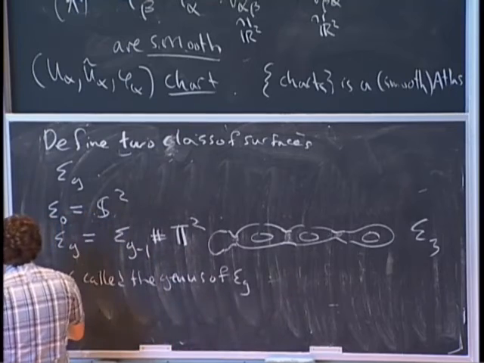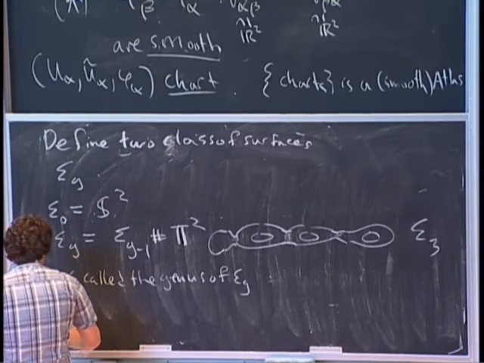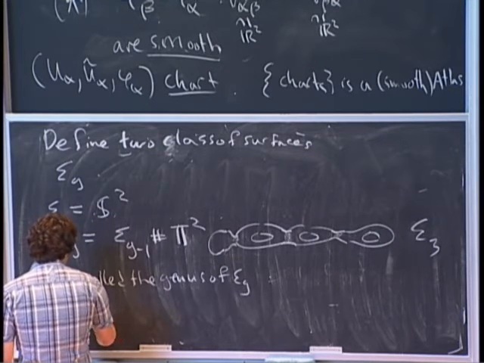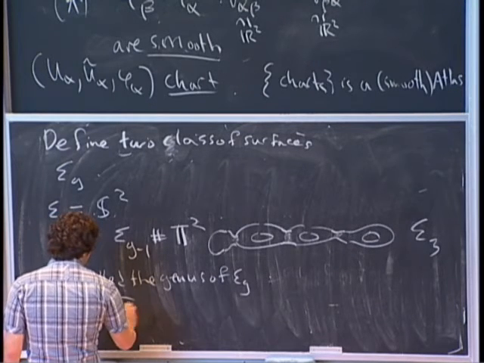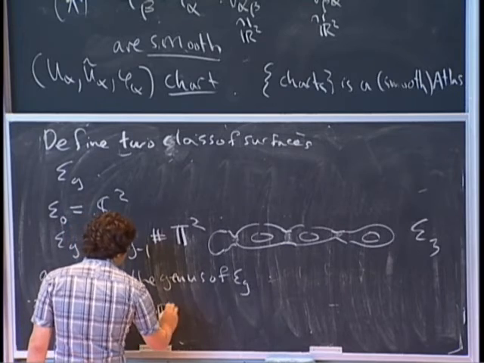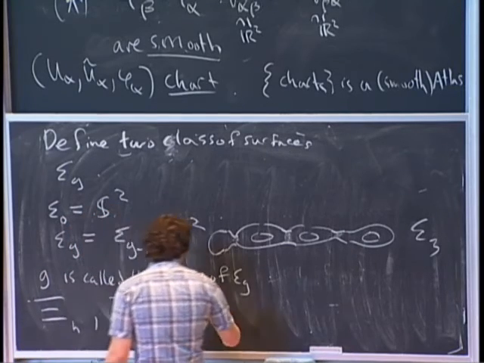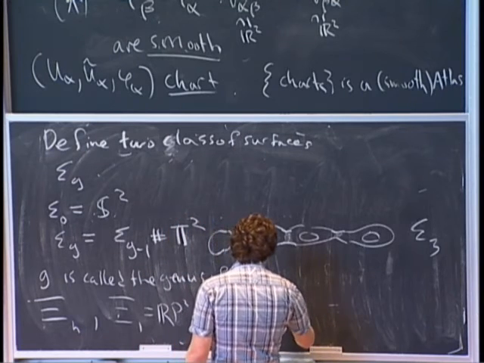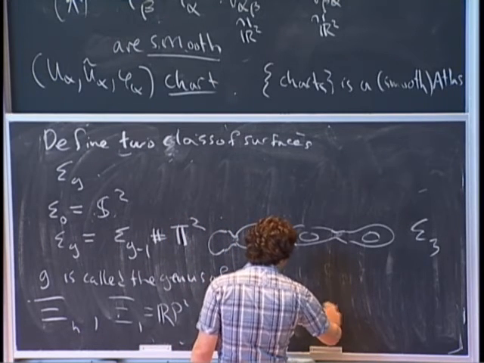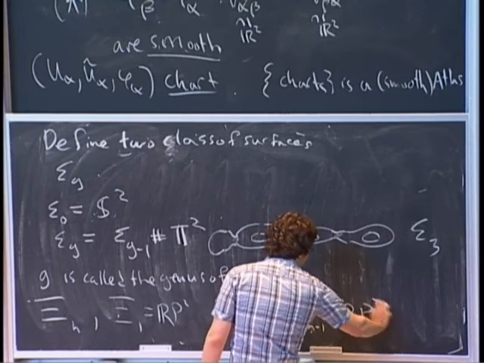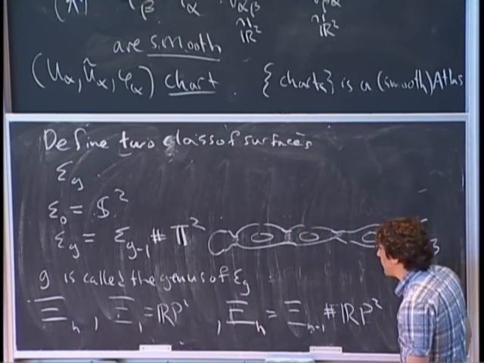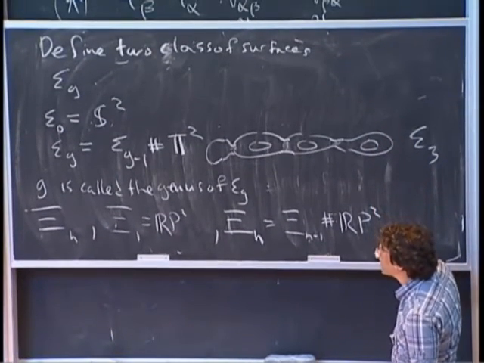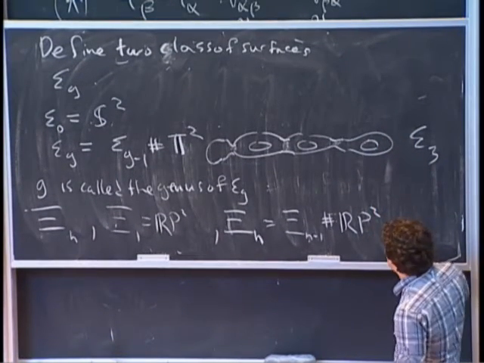And equivalently, we're going to have this chi h, which is defined so that chi 1 is RP2, and then chi h is chi h minus 1 connect sum RP2. OK. So again, I won't draw this. And the h here is either also called the genus again, or sometimes called the demi-genus.